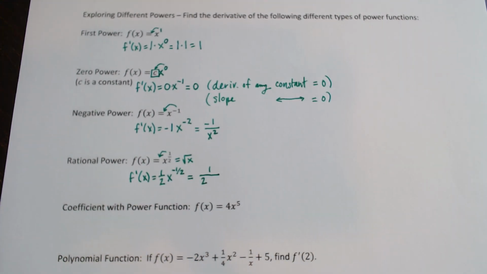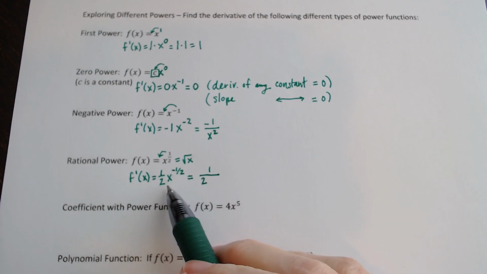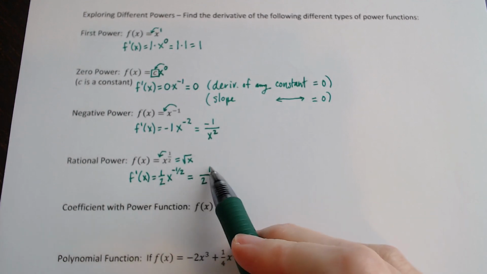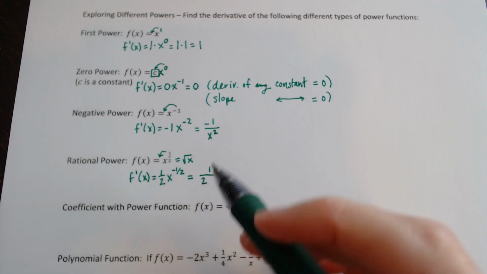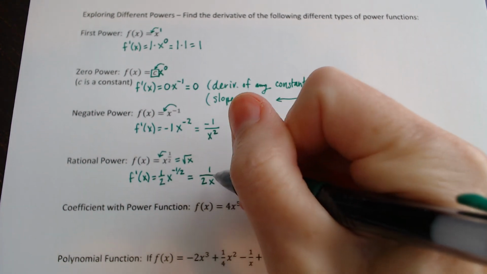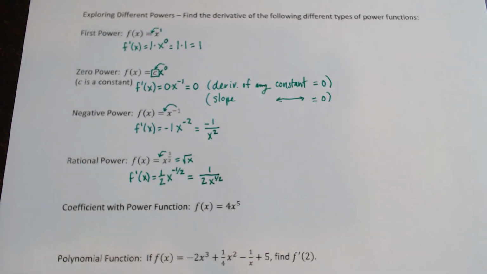And I'd like to practice rewriting this so that the negative power becomes positive. So the coefficient is already a fraction, so we've got 1/2, and then x to the 1/2 becomes positive in the denominator. You can also write it this way.